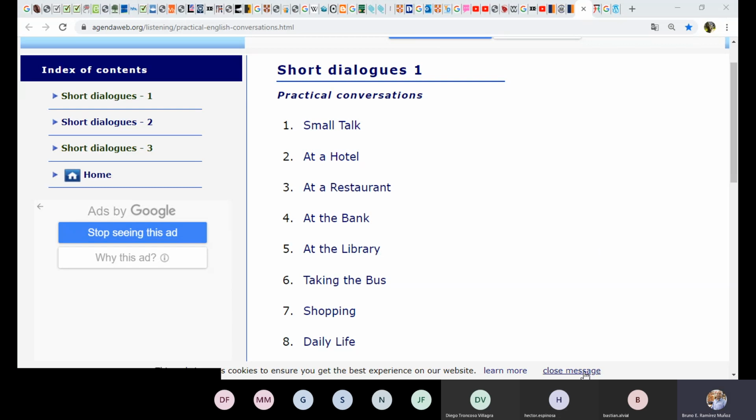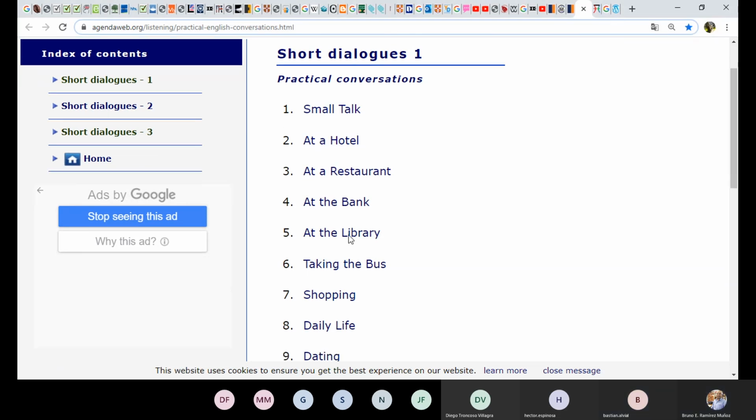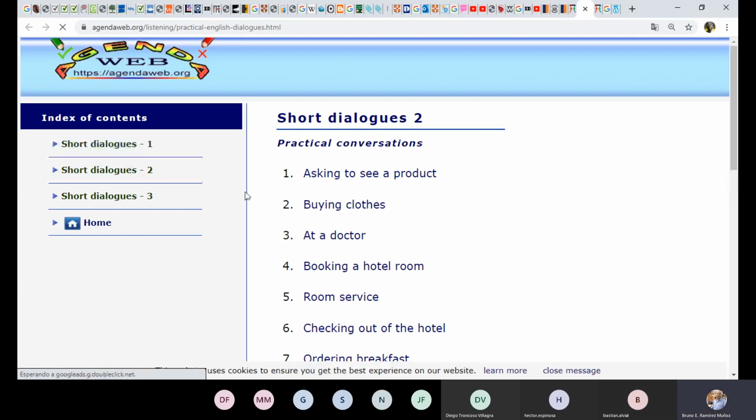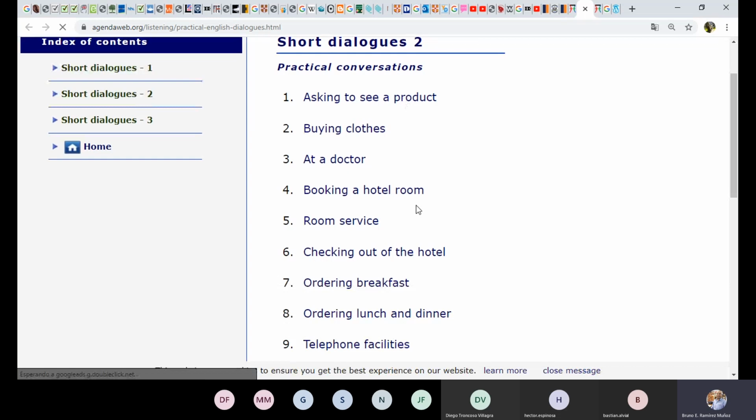So what I want you to do here is go and click any of these links to find a dialogue. If you look at the left in the website, you have short dialogues 1, short dialogues 2, short dialogues 3. So you can pick any of these, okay? I'm clicking on short dialogues 2. Okay, I'm clicking now on short dialogues 3.